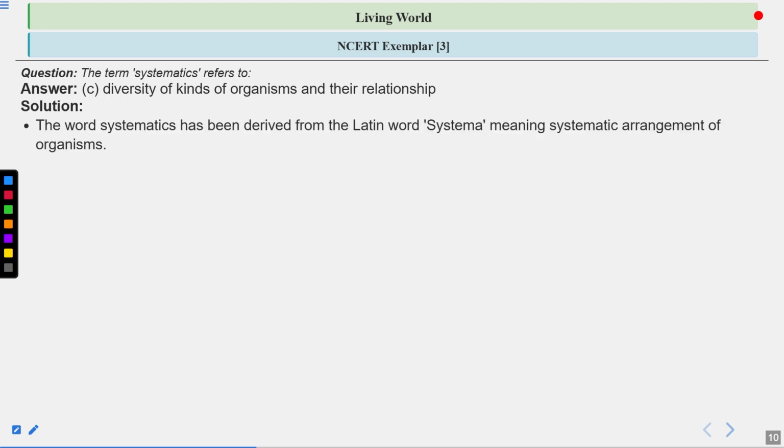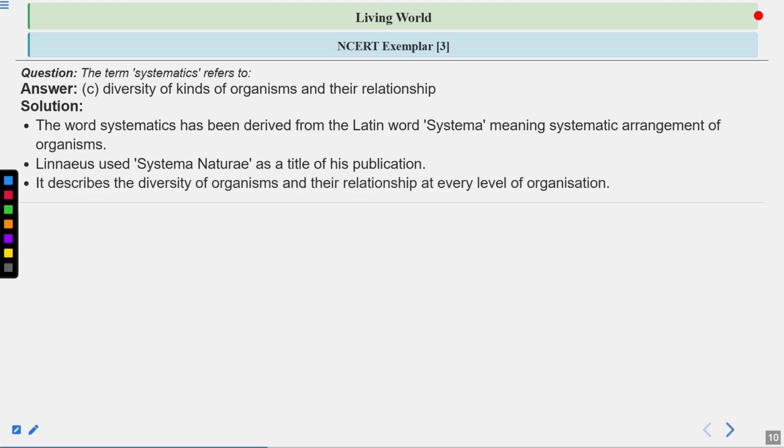Let's have a look at the explanation. Now the word systematics has been derived from the Latin word systema, meaning systematic arrangement of the organisms. Now Linnaeus used Systema Naturae as the title of his publication. And systematics describes the diversity of organisms and their relationship at every level of organization. Relationship at every level of organization means what? At the molecular level, at the genetic level, morphological level, any level of organization.